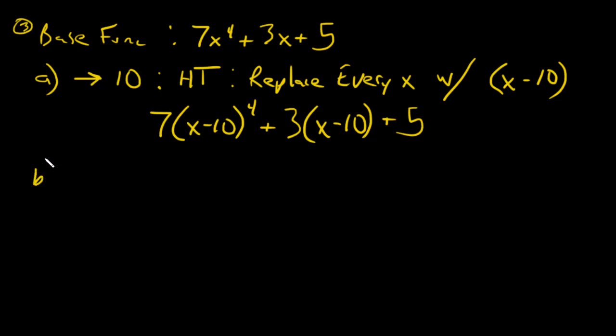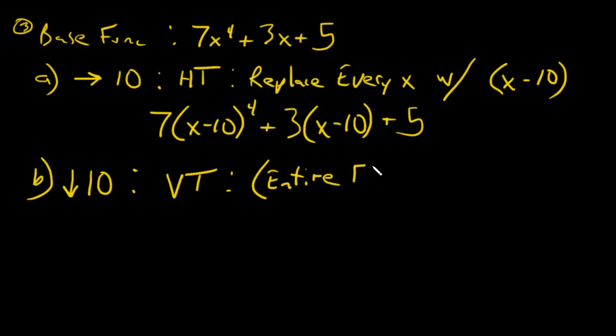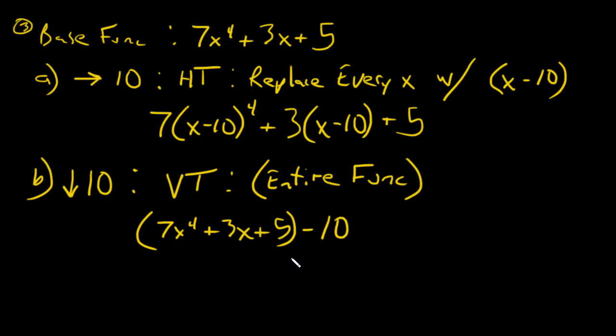Alrighty, and last but not least, we want to go down by 10. If I go down by 10, that is a vertical transformation. And so that's just going to be the entire function inside parentheses, and then I just perform the transformation. So first thing I'm going to do is put the whole function in parentheses, 7x to the 4th plus 3x plus 5. And then I want to go down by 10, which just means I subtract 10. And that's it.